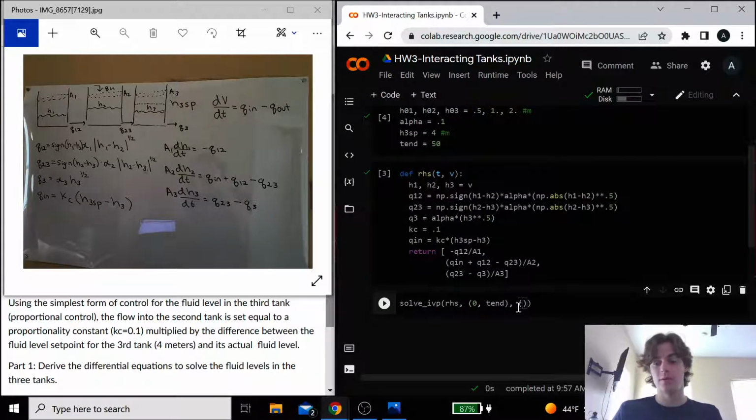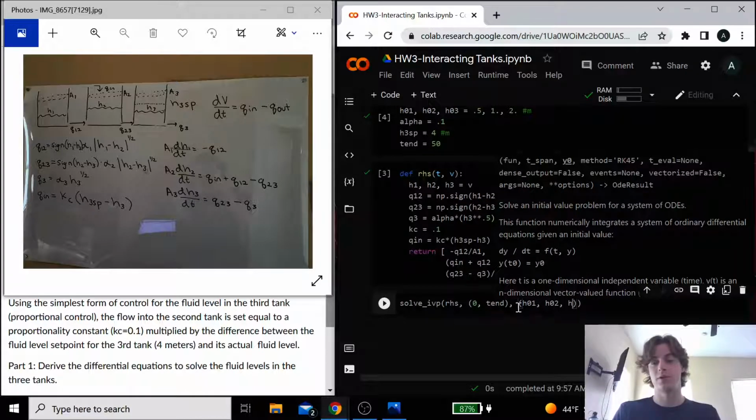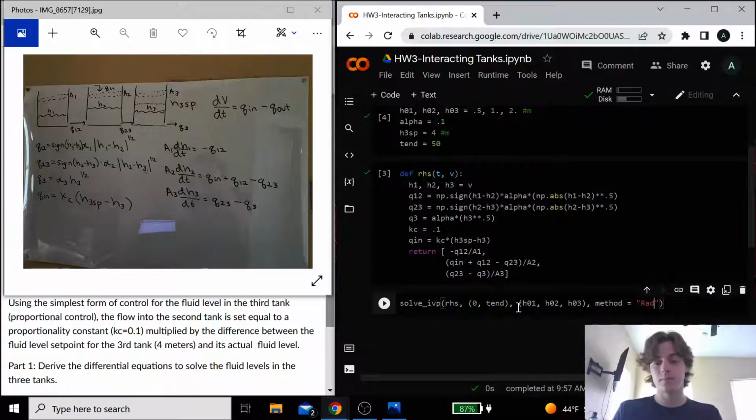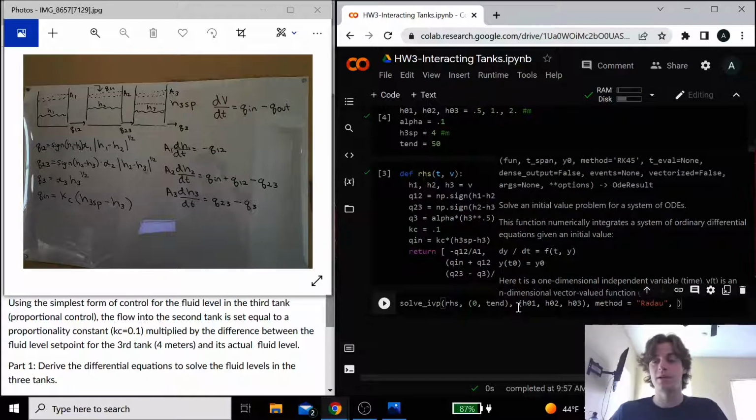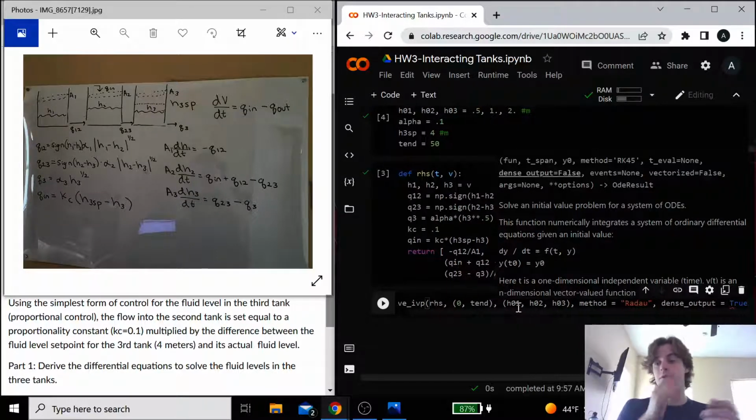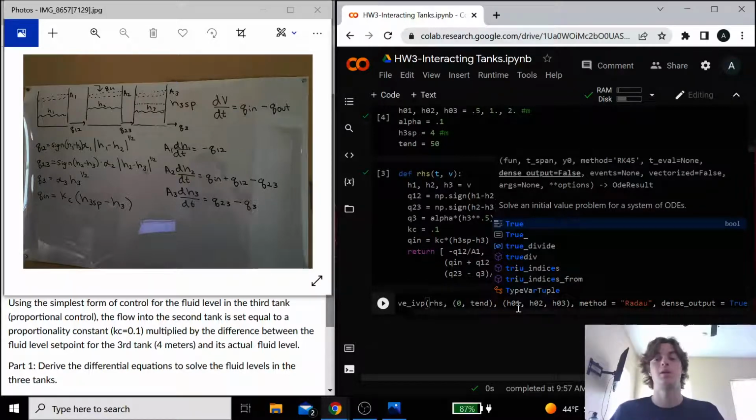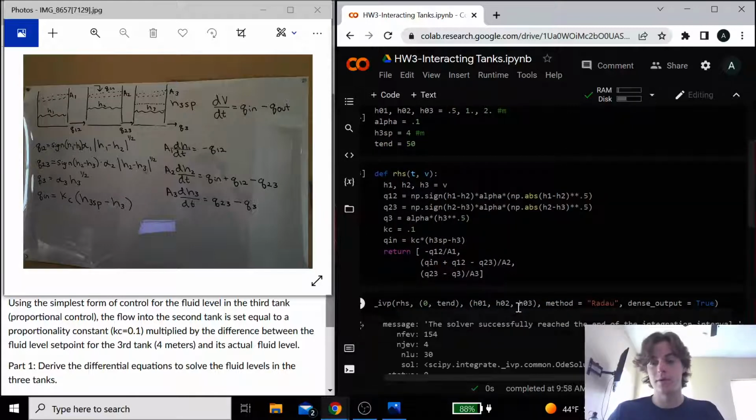And then we need to supply our initial values, which is just the initial height of the liquids in tank 1, 2, and 3. We'll have our method as Radau, which is just the method for solving these differential equations. I'm using this method because it is one of the more accurate methods, but it's also a little slower, but it's really not a big deal in this case. And then we'll also set the dense output equal to true. So this will allow us to evaluate our solution at many different times, which will be useful for graphing. So we'll go ahead and run this.